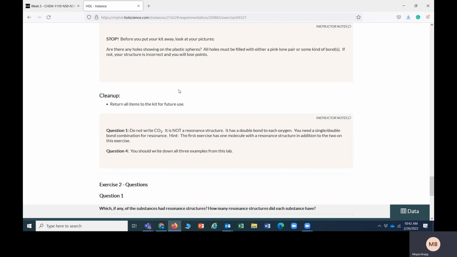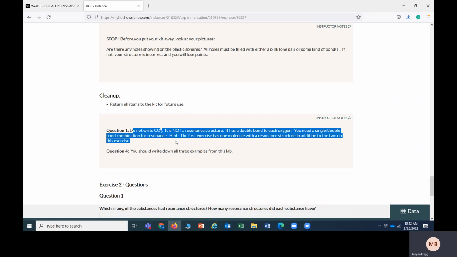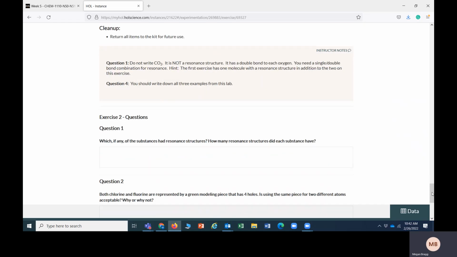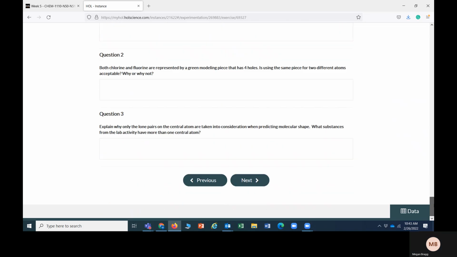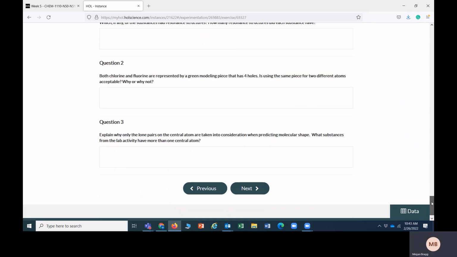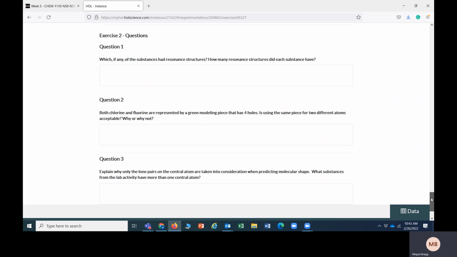Finally, again, before you put the kit away, look at your pictures. Are there any holes in the plastic spheres in your pictures? Make sure they're filled up. Question 1, do not write CO2. That is not a resonance structure. It has a double bond. This is a common mistake people make. And you should write down all 3 examples from the lab for question 3.